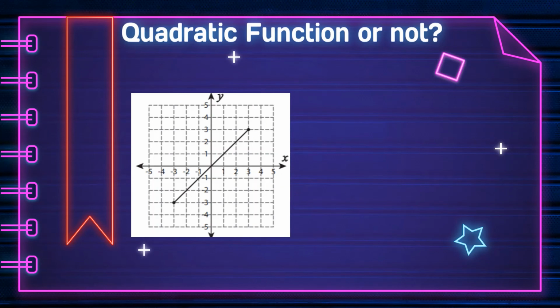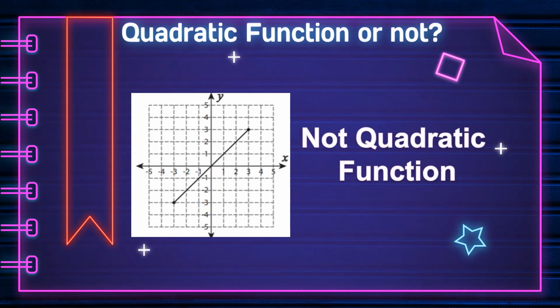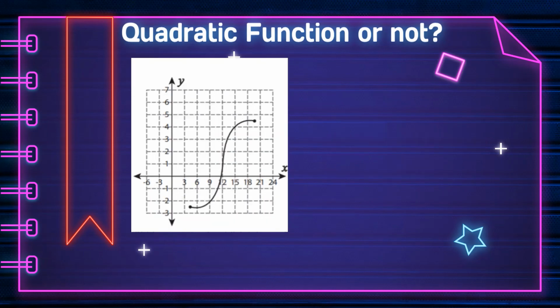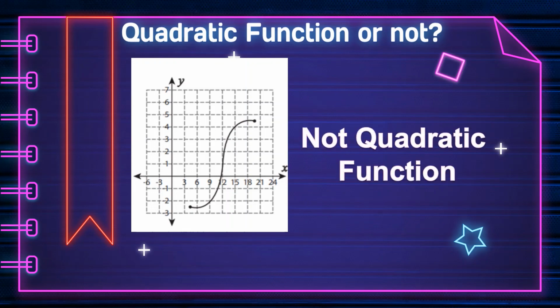Next graph. Is this a quadratic function? Of course not, because it is a straight line and it is a linear function. How about this graph? It is not a quadratic function.